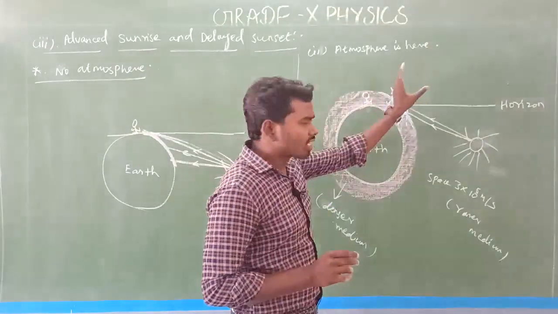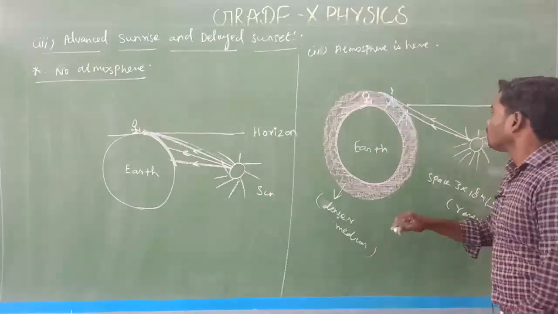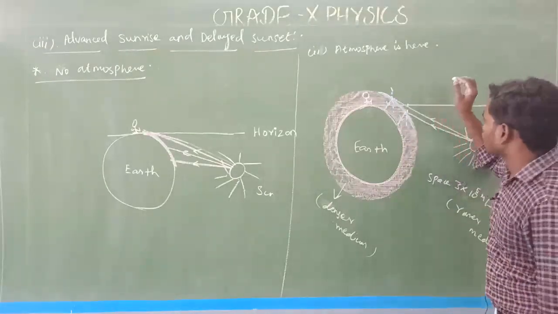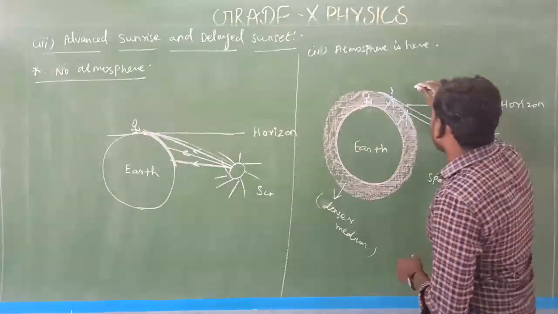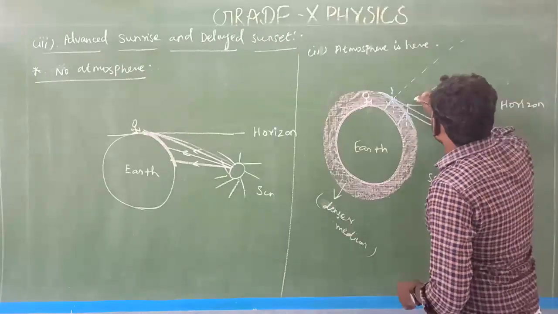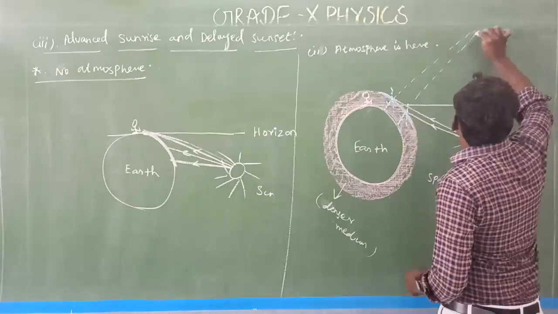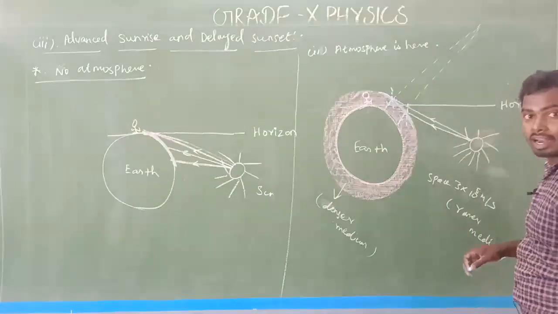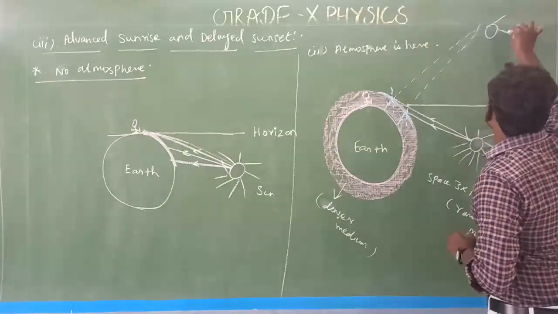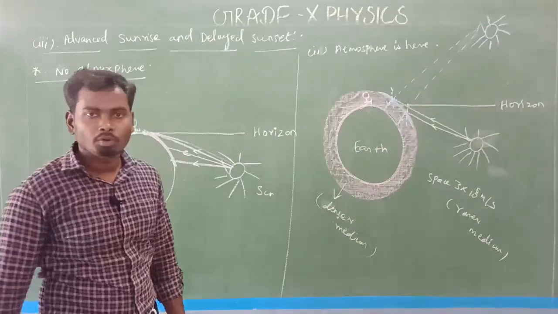Suppose we extend these two refracted rays backwards, what will happen? Look here. This is one refracted ray, and this is the other. I am going to extend these two refracted rays backwards. If we extend them, the two refracted rays appear to meet somewhere over the horizon. So there will be the sun's position here. Is it clear?